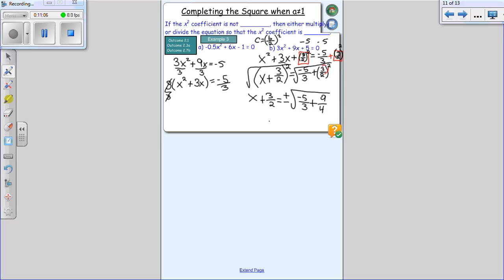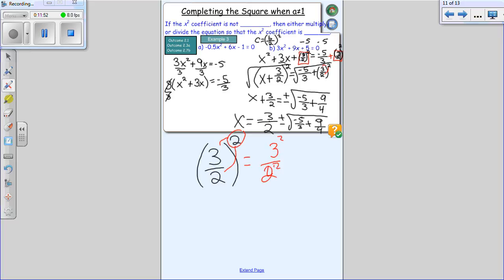So x is equal to negative 3 over 2 plus or minus the square root of negative 5 over 3 plus 9 over 4. From up here, because it was 3 divided by 2 squared. So 3 over 2 squared. The square applies down into both numbers. So it becomes 3 squared over 2 squared, which is 9 over 4. That's where it came from.